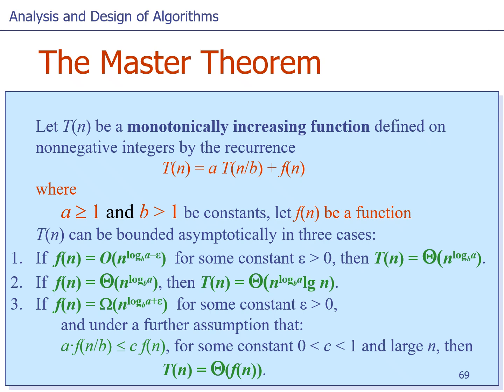If f of n is equal to O of n to the power of log a base b minus epsilon for some constant epsilon greater than 0, then we are talking about the leaf level doing most of the work, then T of n is going to be the work done at the leaf level, which is n to the power of log a base b. Second case, they are equal, is going to be n to the power of log a base b multiplied by log n, which is the height of the tree. The third case, f of n is equal to n to the power of log a base b plus some epsilon for some constant epsilon greater than 0. Then our performance is going to be theta of f of n.